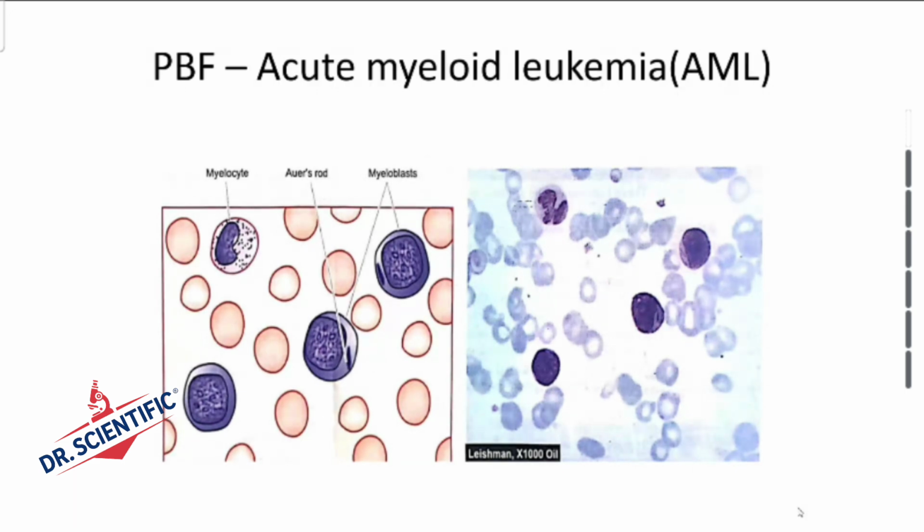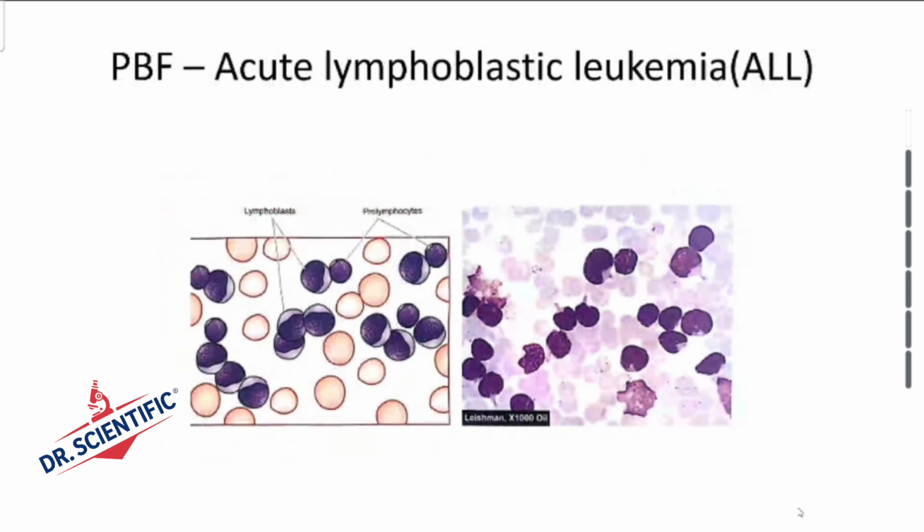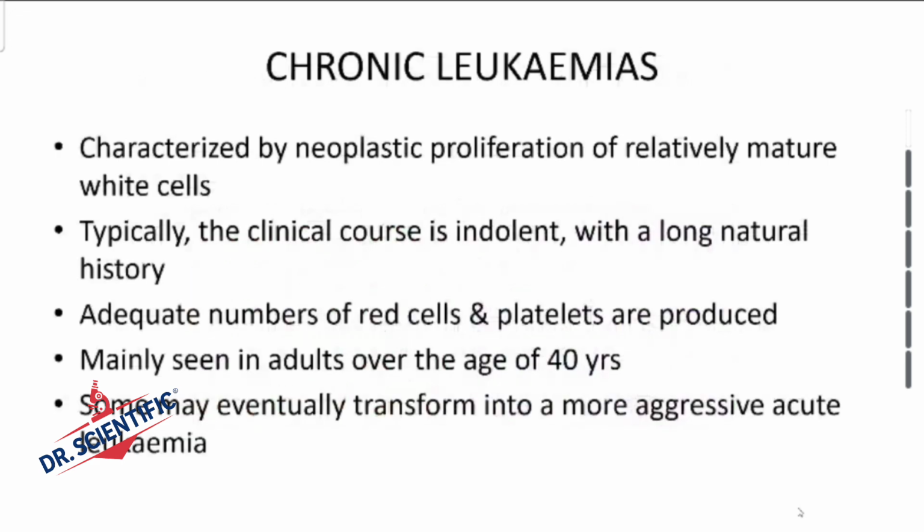And then acute lymphoblastic leukemia, ALL. Looking at the peripheral blood film, those are what you're likely to see: a lot of lymphoblasts, as opposed to the myeloblasts. Then we have prolymphocytes, then we have lymphoblasts. So that in itself will help you know that this could be acute lymphoblastic leukemia.